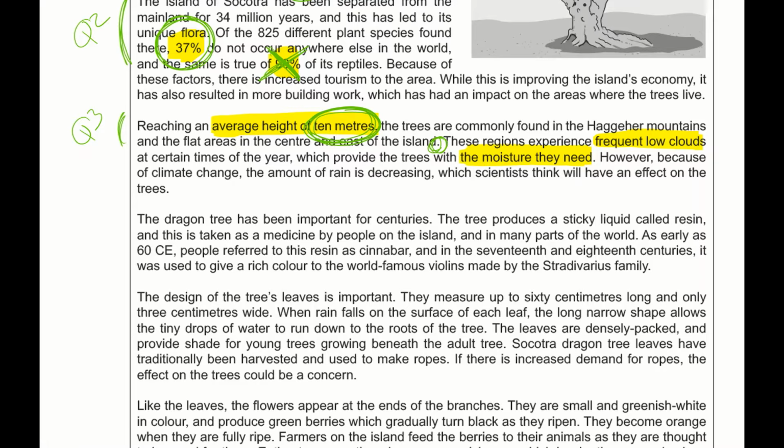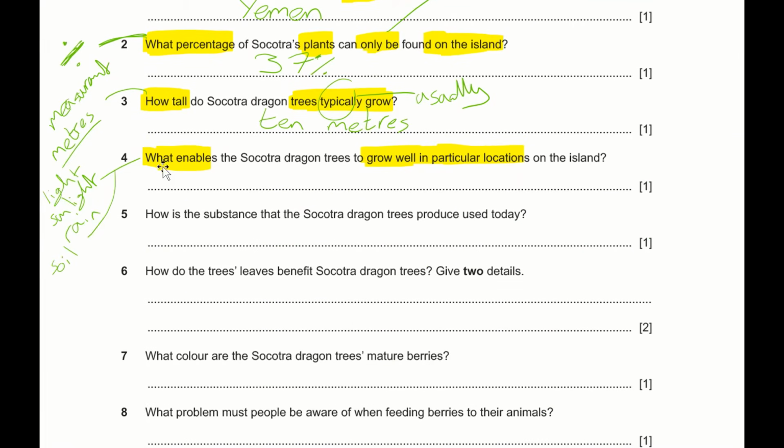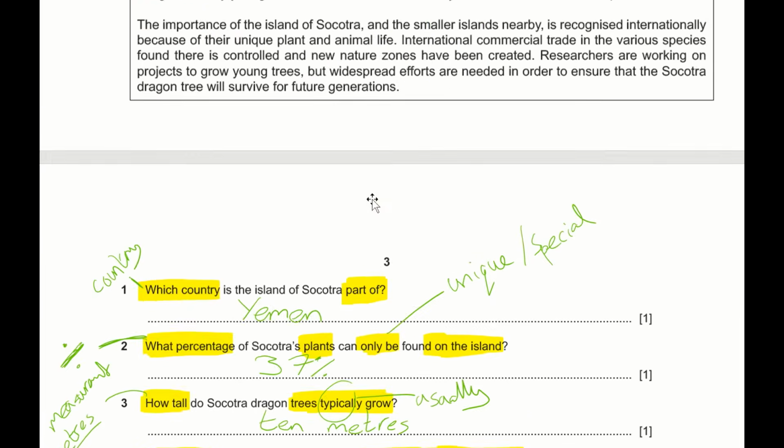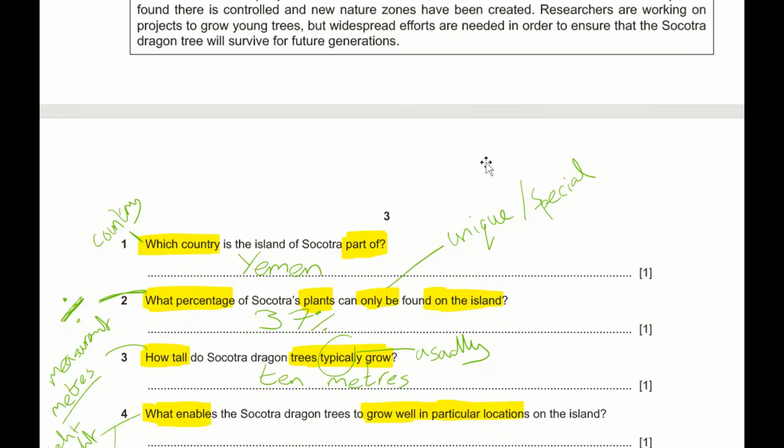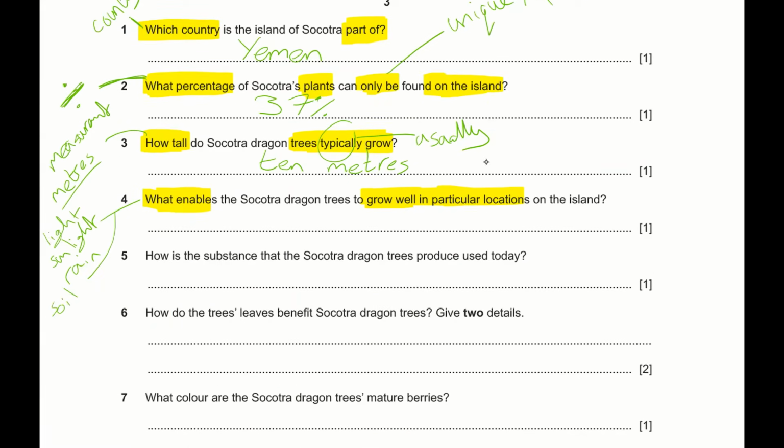Yeah, a bit more specific here. What does it give them? Moisture. Okay. Now, what enables them to grow? I'm going to choose one of them. I think some of the questions there will be more than one option, so I think you'll probably be allowed both of these. We'll check the mark scheme later on. Frequent low clouds help them to grow, and the moisture helps them to grow. Okay, so I'm just going to choose the word moisture as my answer there.